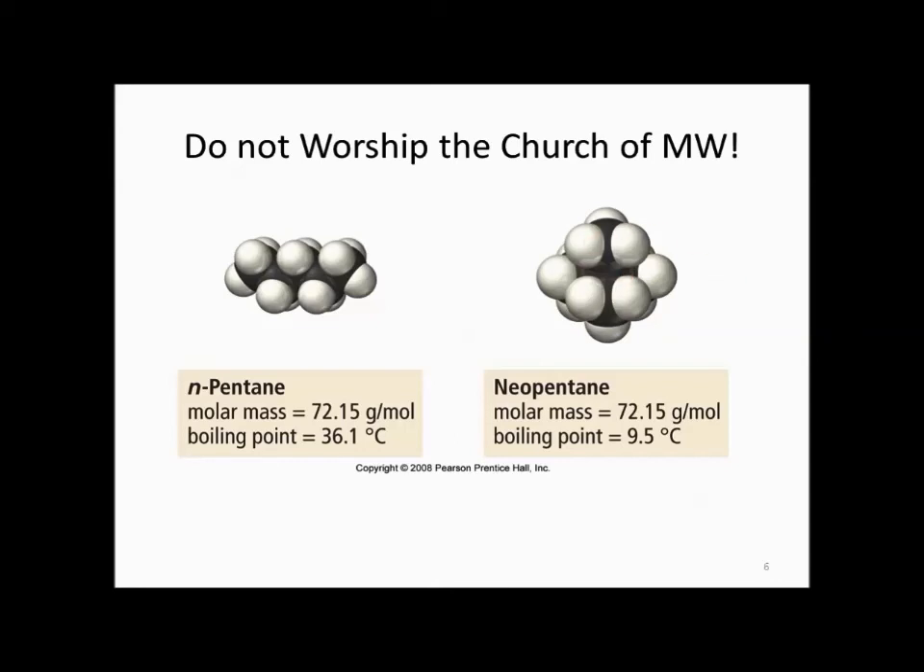Why is that? It turns out that this is a longer molecule, and as it is a longer molecule, there is a better chance for the electrons in it to separate in a way that creates an instantaneous dipole across the length, so that's a stronger dipole. And then if you have neopentane here, where it's more ball-like, the London forces are stronger in n-pentane than in neopentane.